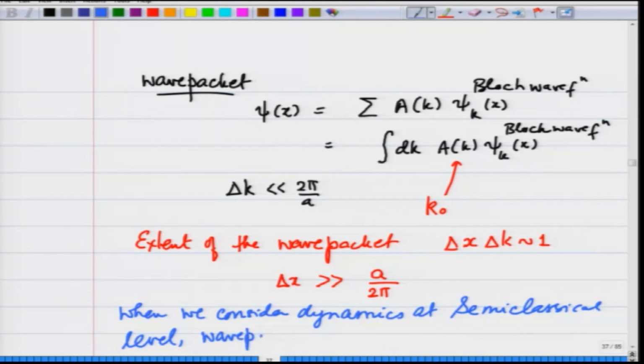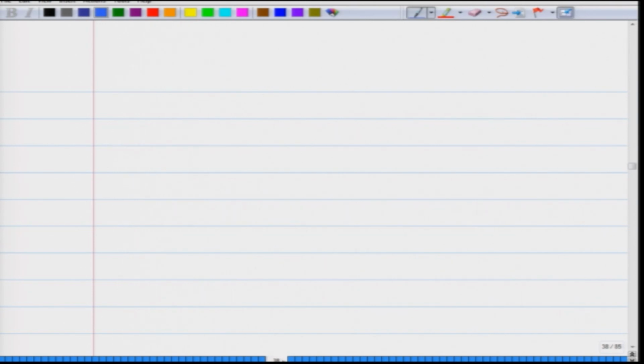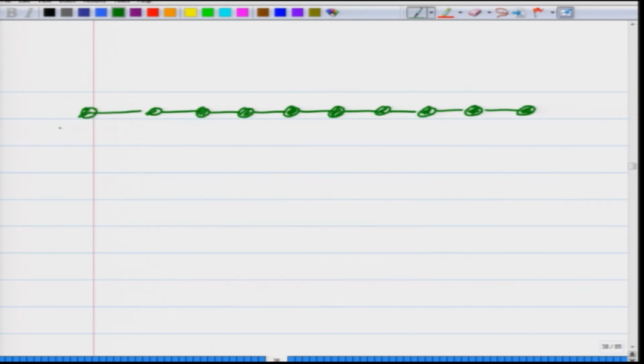So, the wave packet is spread over many units of the crystal. So, the wave packet is large. If I want to make a picture, if I have this crystal like this, then to have a well defined k, the wave packet has to be spread over a large number of crystal sites. This is the wave packet.